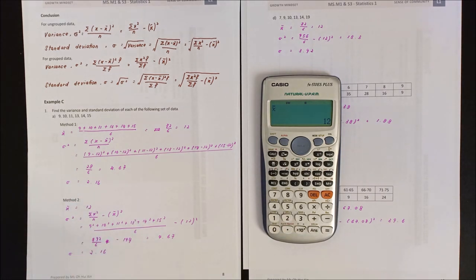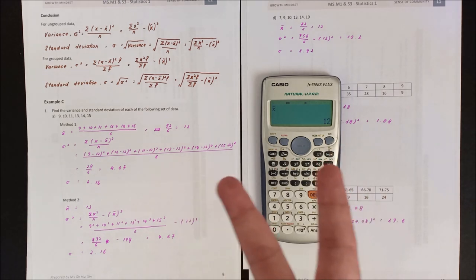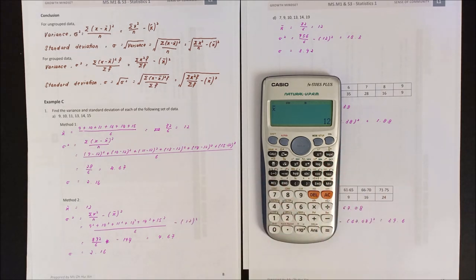But for the variance part, the calculator is using the second formula. They are not using the first formula. So if you want to use the calculator to help you write down the answer, then you had better use the second formula also. Again, if you want to use a calculator, make sure that you are just using it to check.